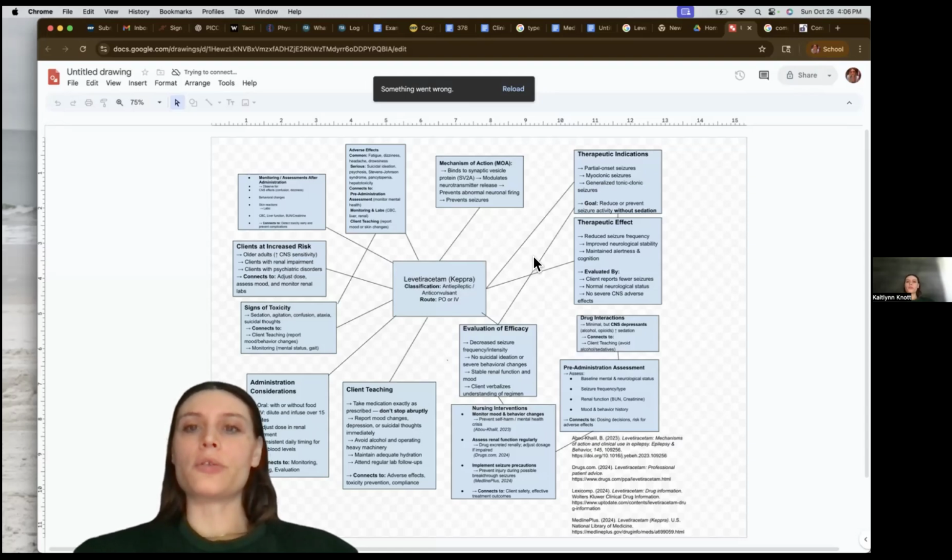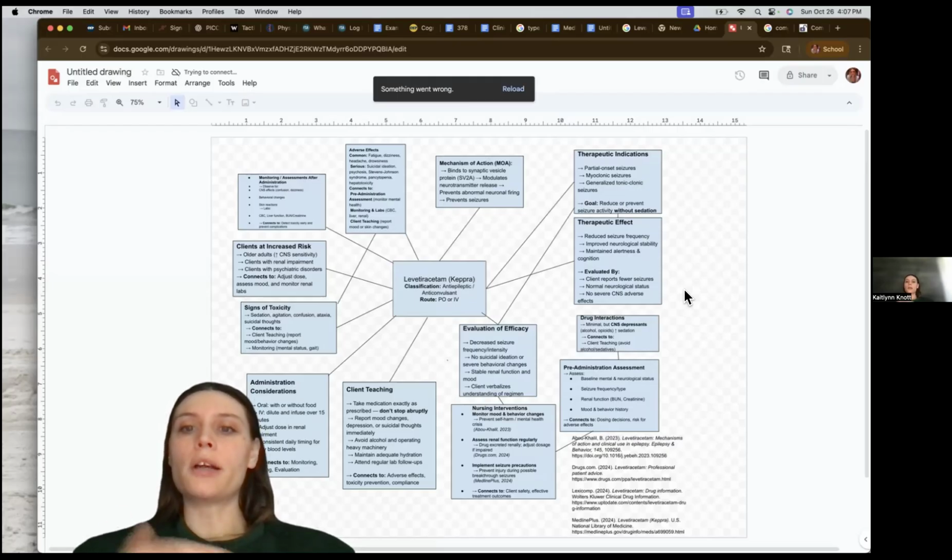From there, we'll go to the therapeutic indications. So partial onset seizures, myoclonic seizures, generalized tonic-clonic seizures, and then the ultimate goal is to reduce or prevent the seizure activity without sedation. Going down to the therapeutic effect, which I did connect, reduces seizure frequency, improves neurological stability, and it maintains alertness and cognition.